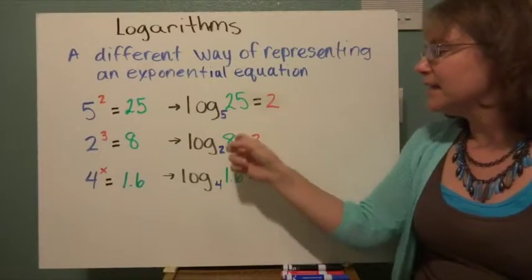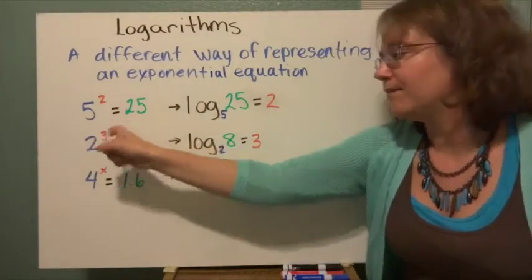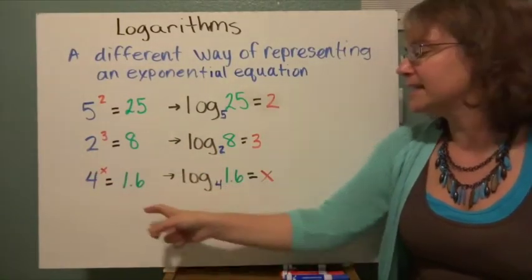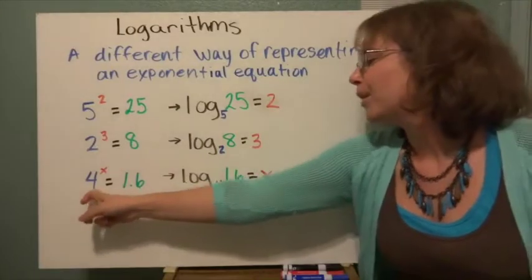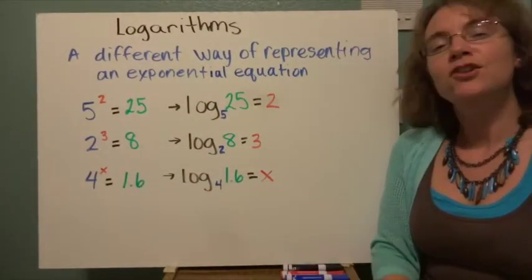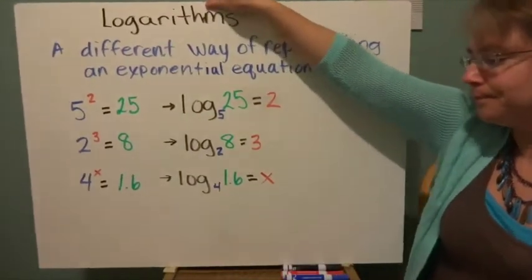Now notice these logarithms are equal to that power I have up here. Here I have 4 to the x equals 1.6. Log base 4 of 1.6 is equal to x. So logarithms are just a different way of writing exponential equations.